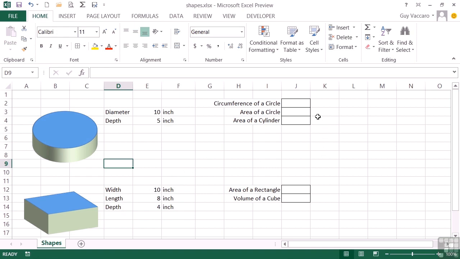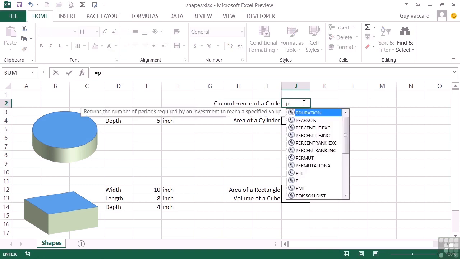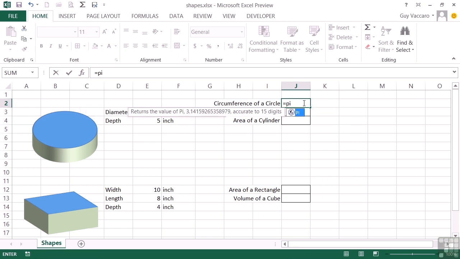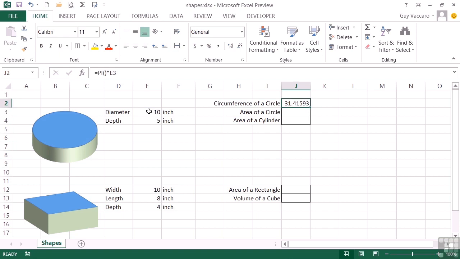So if we want to work out the circumference of a circle, the circumference of the circle is given as pi times the diameter. Now in Excel, we don't have to figure out what pi is, there is a little function. So it's equals PI for pi. It's a standalone function that calculates the value of pi, and we multiply that by the diameter. So the circumference of our circle is actually 31.41593 inches. Let's format that to 2 decimal places.